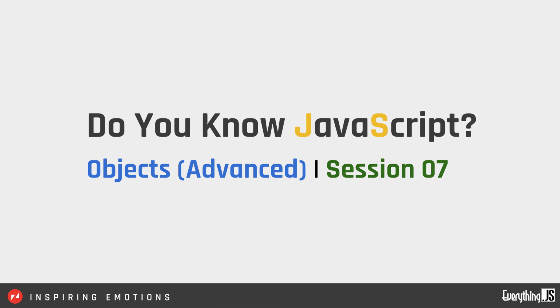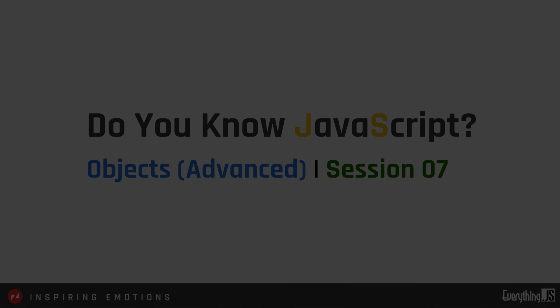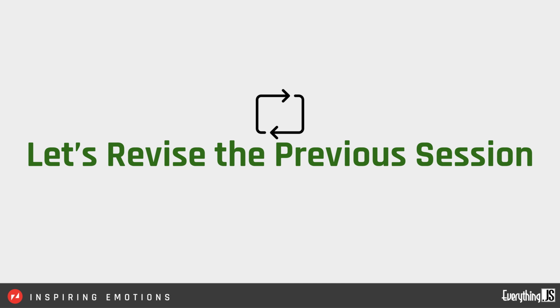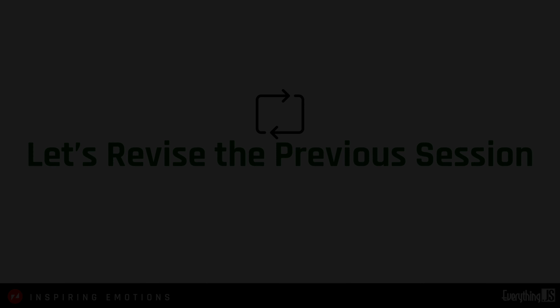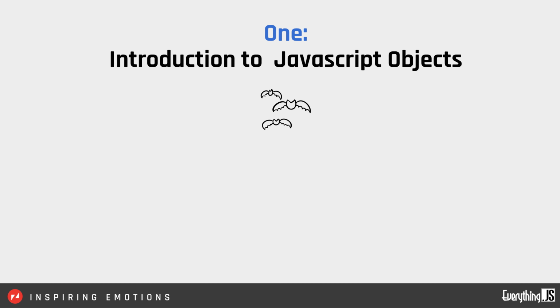So it is all about object advance, and previously we have done the basics and fundamentals of objects. For the newcomers here for the object advance session, you would like to know what we did in the previous session. So let's revise. First of all, in the sixth session, we introduced the basic objects of JavaScript.